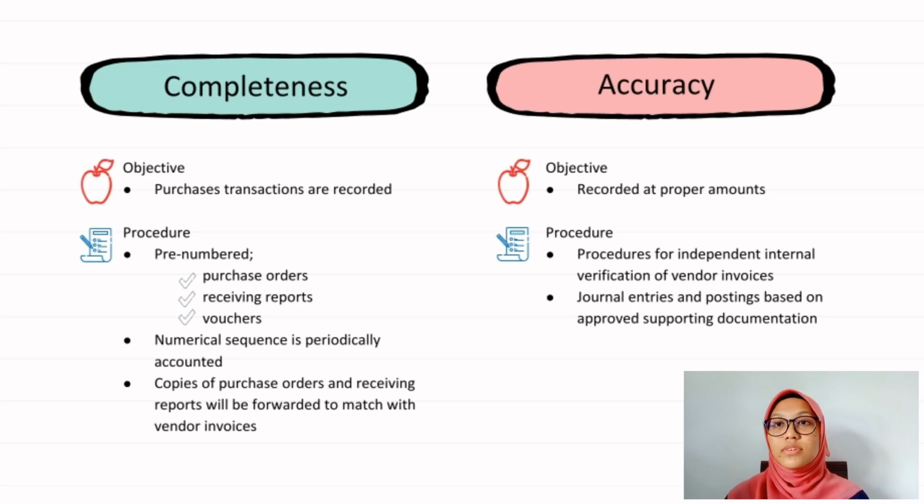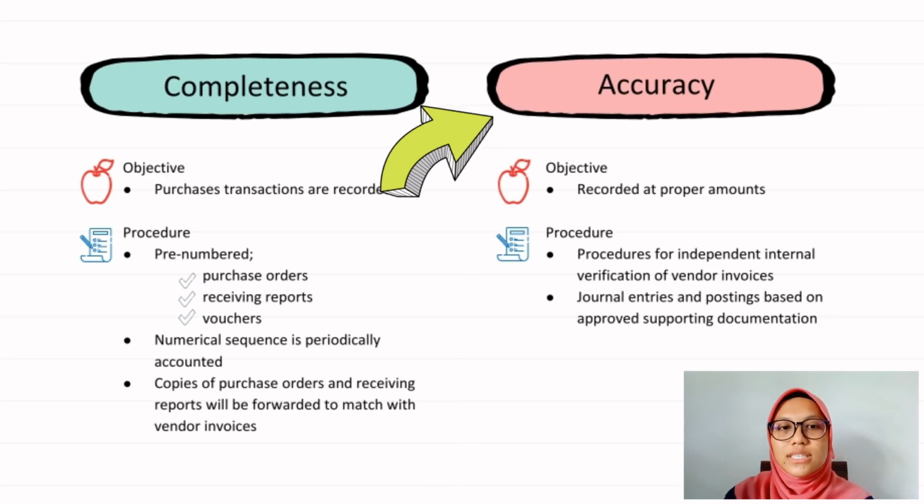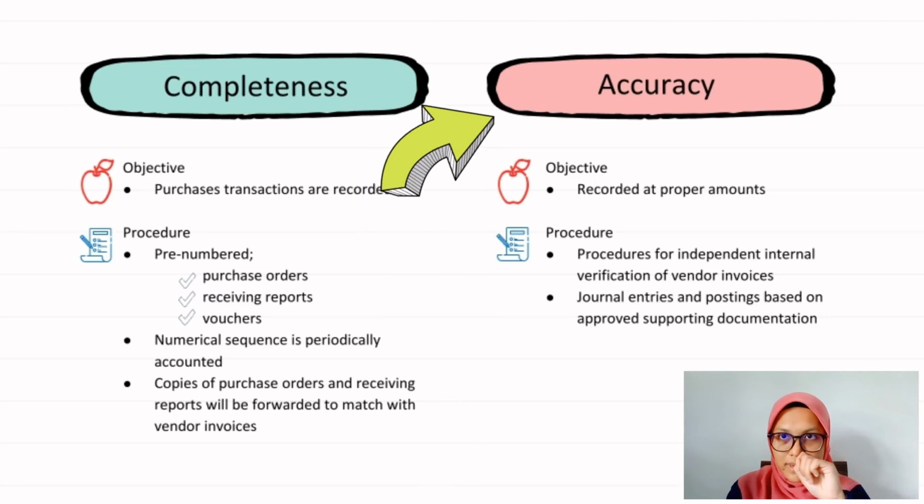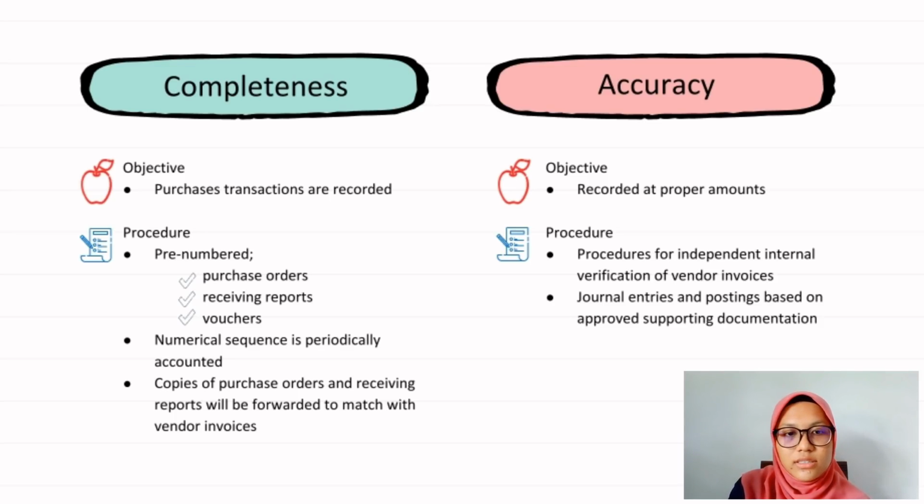Okay, next is the numerical sequence is periodically accounted for by an independent employee. Then, the copies of purchase orders and receiving reports should be forwarded to the accounting department to be matched with vendor invoice. Following, the second objective is accuracy. In this objective, we shall confirm that purchases are recorded at the proper amount. There should be procedures for independent internal verification of vendor invoice as to quantities received, price, terms, extension, and footings.